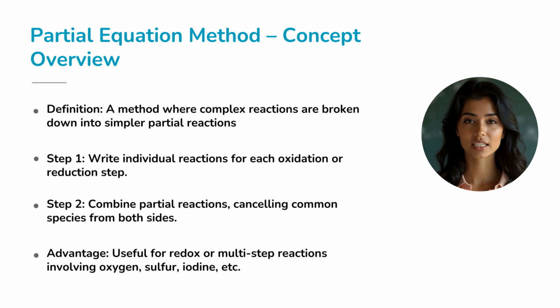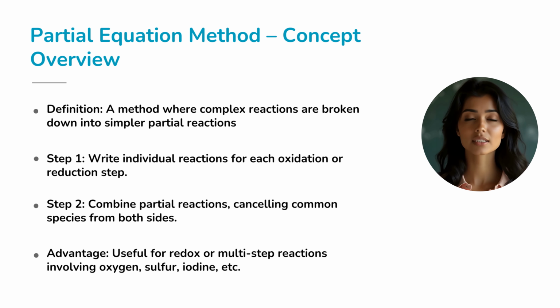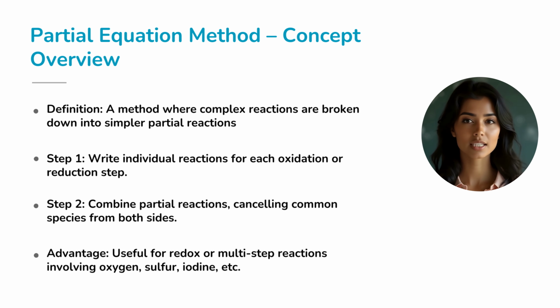Sometimes, especially in redox reactions, the hit and trial method becomes too complex. That's when we use the partial equation method. Here's the idea. You break the overall reaction into smaller, logical steps, each one easier to balance. Then, you cancel out any species that appear on both sides, like nascent oxygen, and combine the steps to form the final balanced equation. Let's look at an example when potassium iodide reacts with hydrogen peroxide.